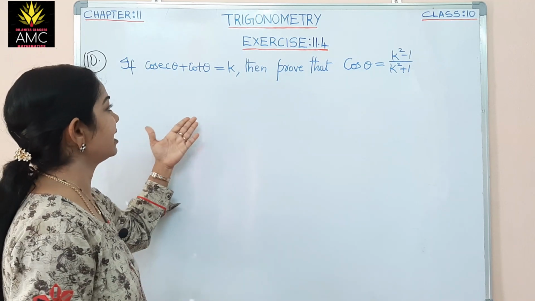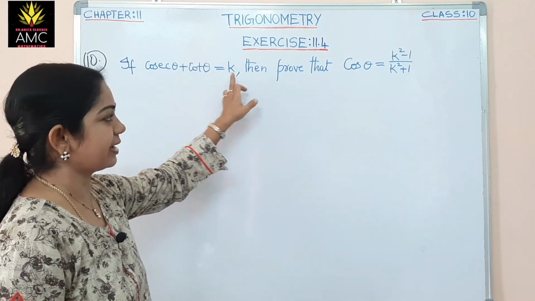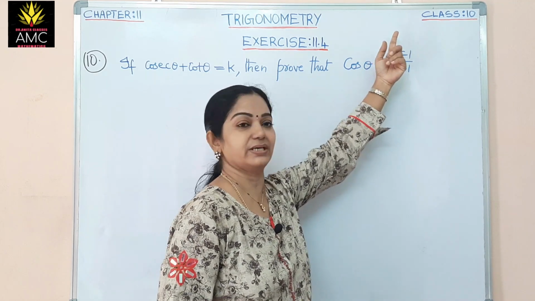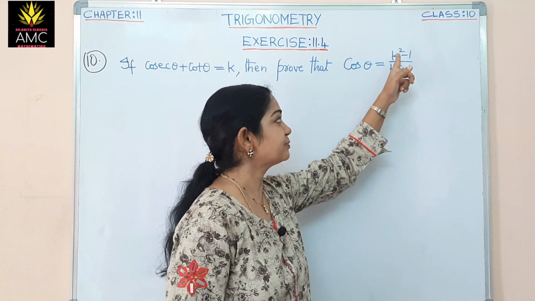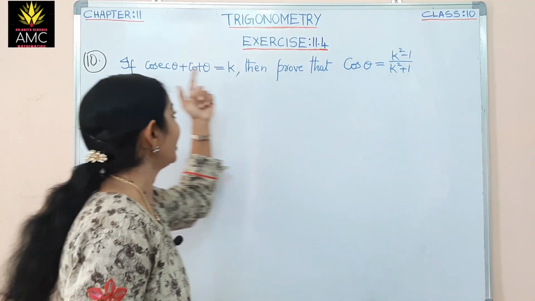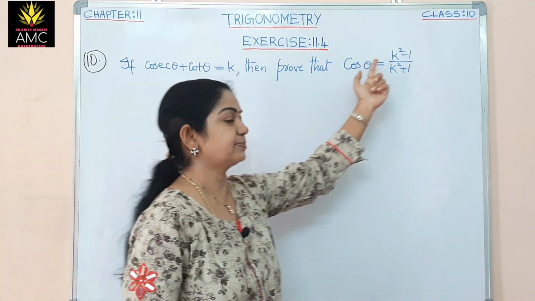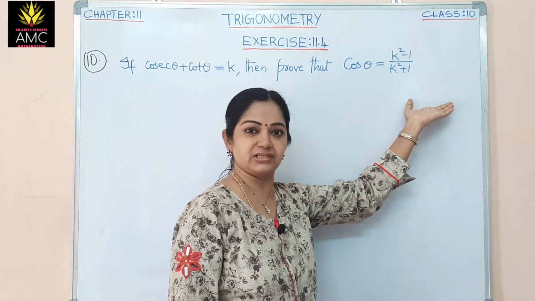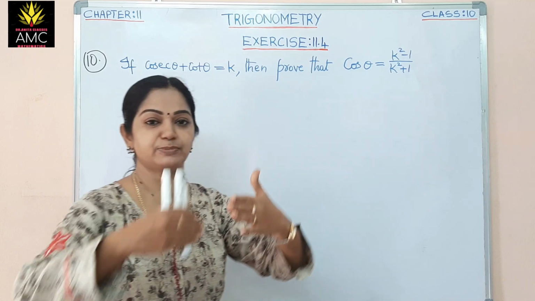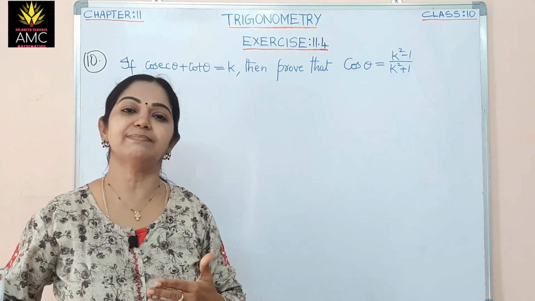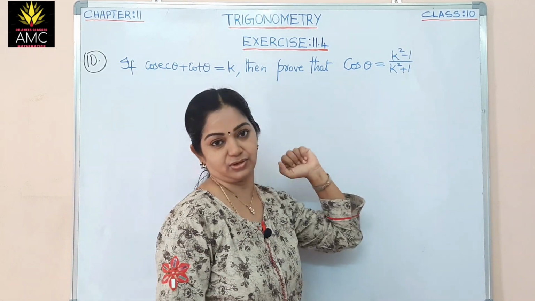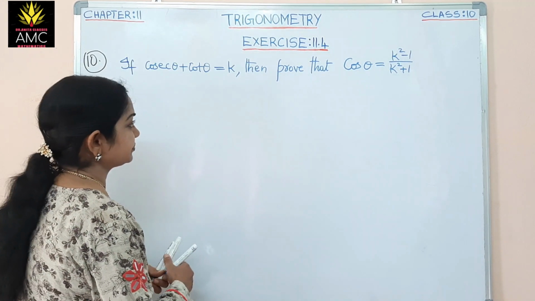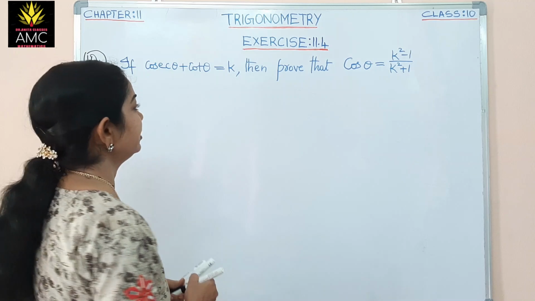Now, one method is this. Consider: prove that cos theta is equal to (k square minus 1) by (k square plus 1). Substitute the value of k. The k value is cosecant plus cot. Substitute it and solve it. That means we are taking the RHS part first. In the RHS part, you substitute the k value, and if you go on simplifying, you get the LHS, that is cos theta. That is one method.